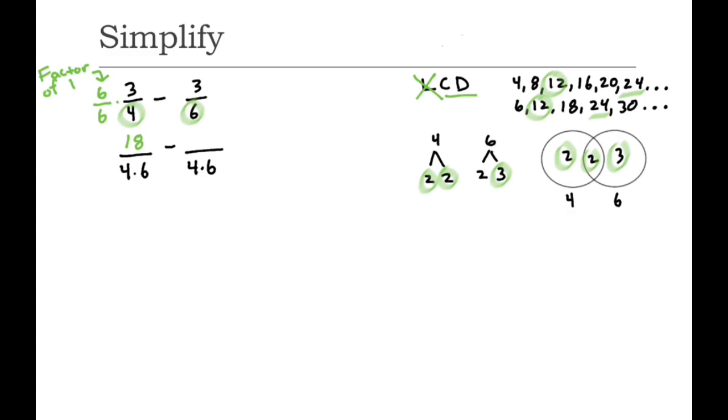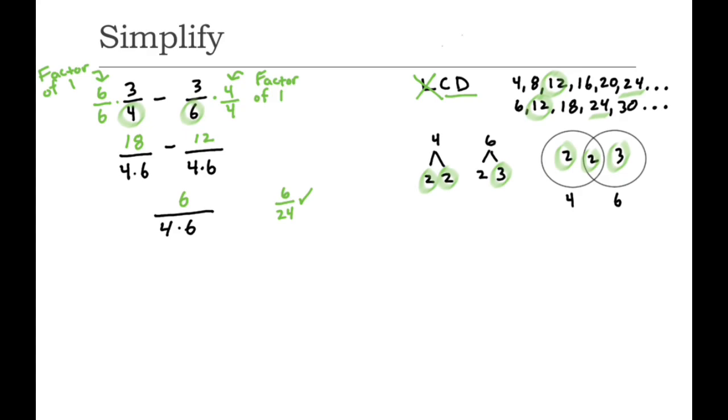Similarly, we're going to do that to the next fraction. We're going to multiply by a factor of 1, but we're going to choose to write it as 4 over 4, and that numerator will give us 12. Now that we have the same denominators, we could actually combine those fractions. 18 minus 12 will yield 6.